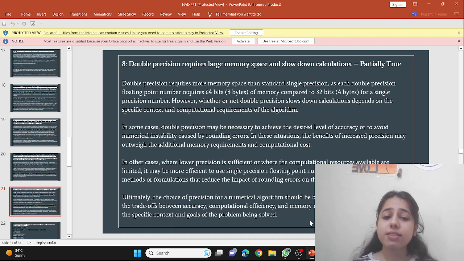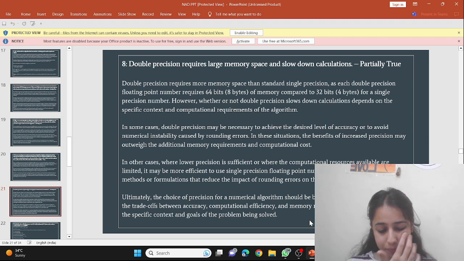Double precision requires large memory space and slows down calculation. This is also partially true, as double precision requires more memory space than standard single precision. Each double floating point number requires 64 bits of memory compared to 32 bits for a single precision number. However, whether or not double precision slows down calculation depends on the specific context and computational requirements of the algorithm.